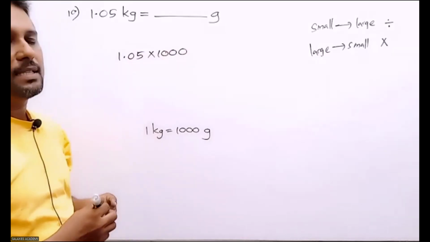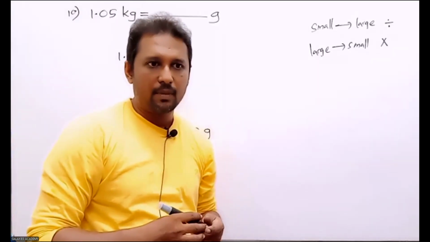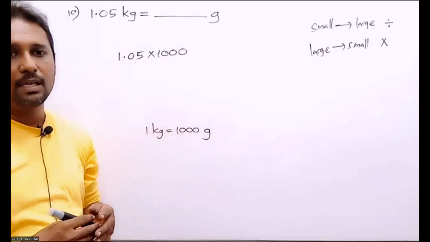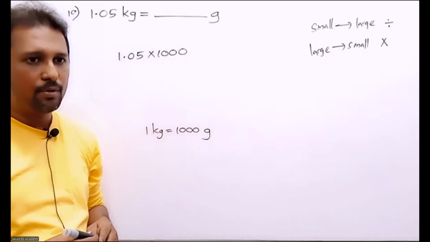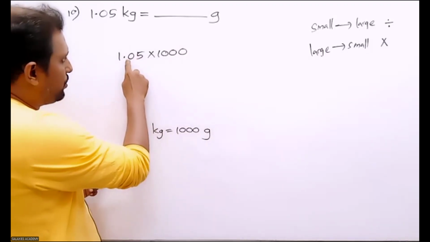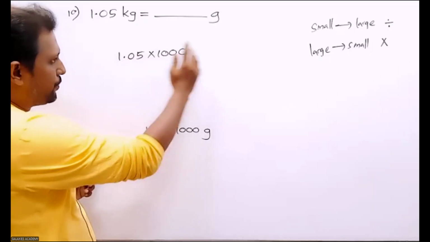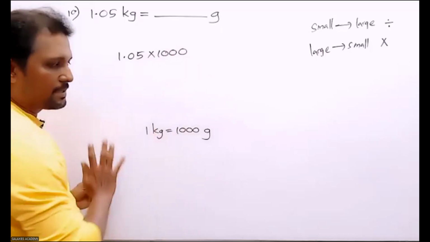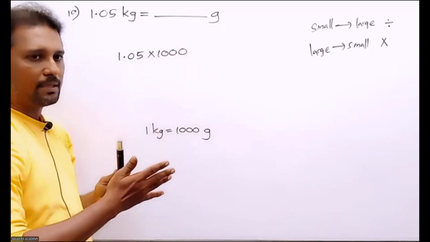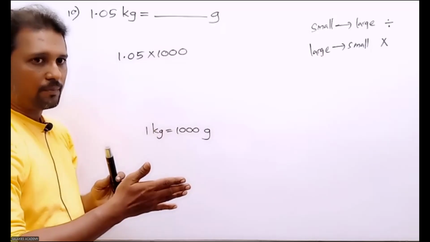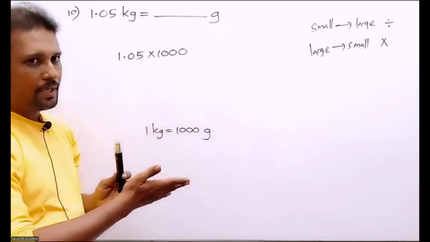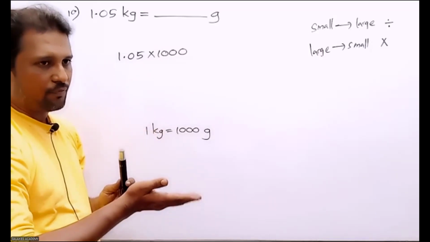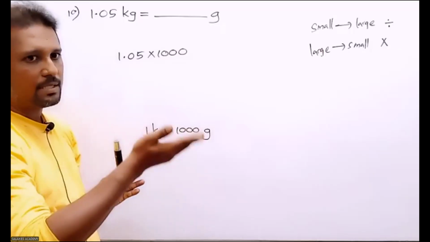Now you revise the decimal multiplication. When you multiply a decimal number by 1000, what you have to do? You have to take this decimal point towards your right hand side. How many places? 3 places. If you multiply by 1000, 3 places you have to go. If you multiply by 100, 2 places you have to go. If you multiply by 10, 1 place you have to go.